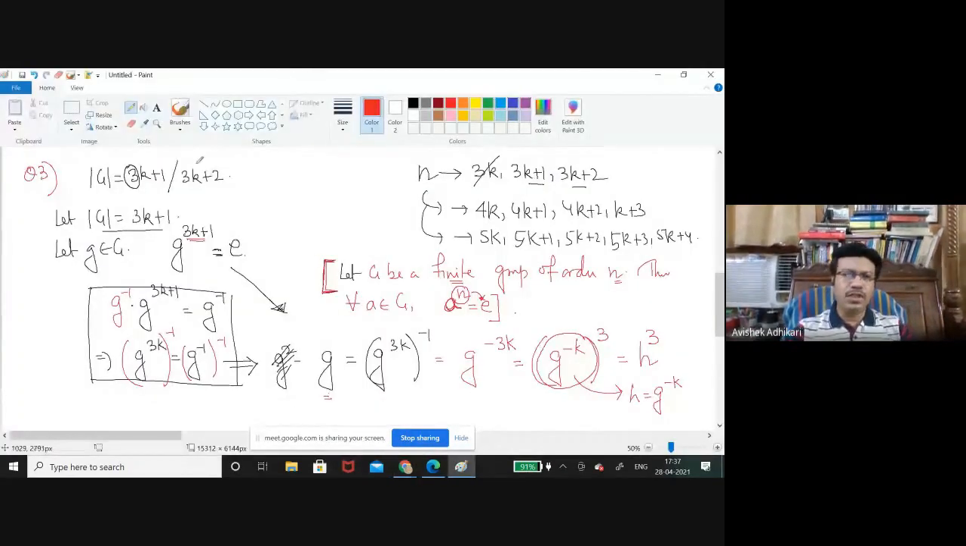Similarly, you need to then check what would be your case if the order of G is 3k plus 2. Is it clear to all of you? Any question or query? If you have, please let me know. Is it clear? Okay.